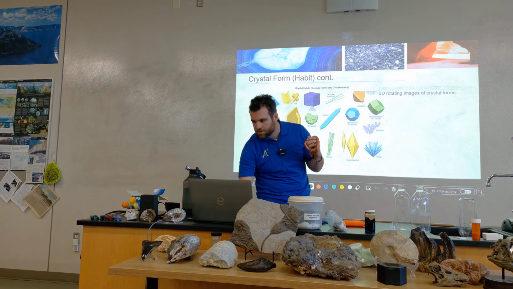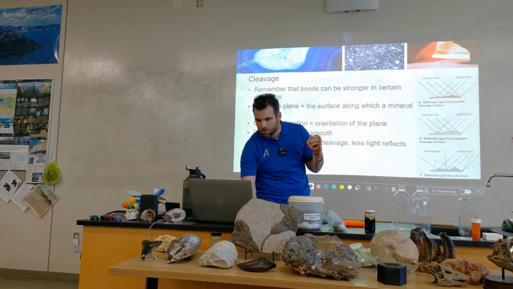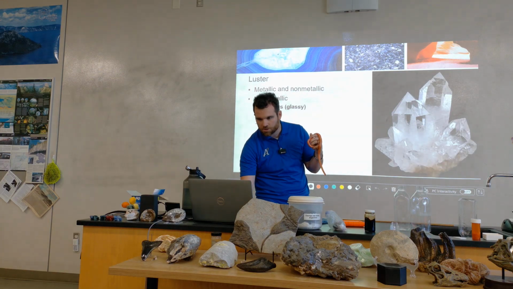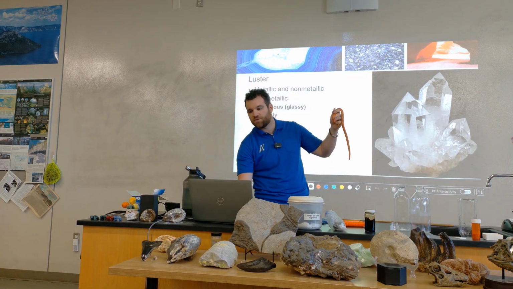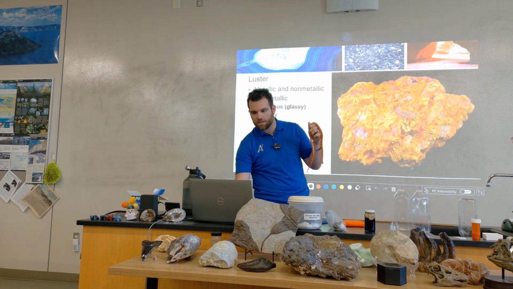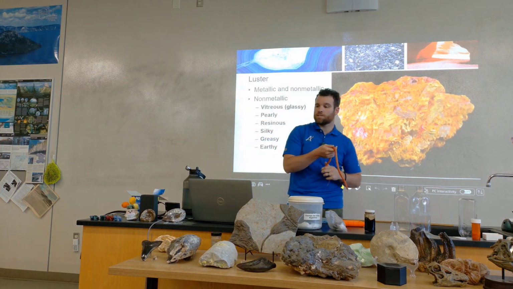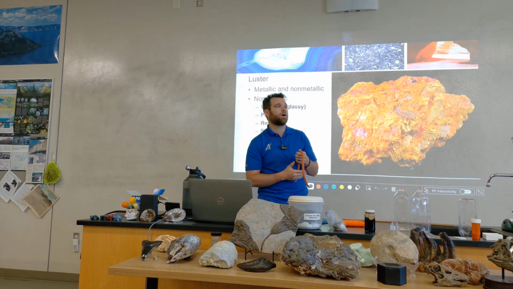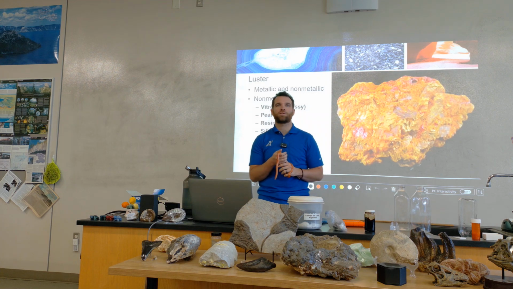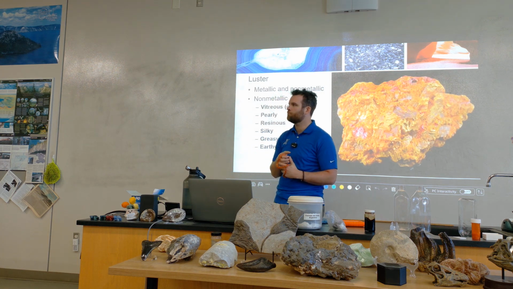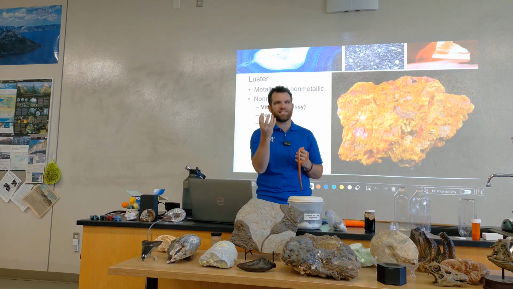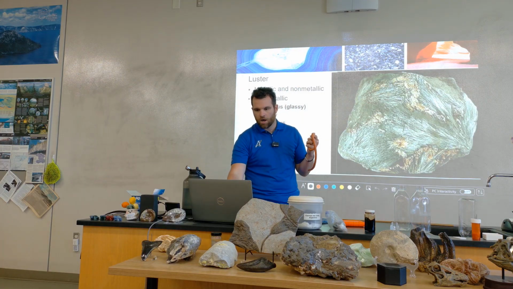All right, let's see. Rolling through the rest of this PowerPoint here. What else? Cleavage, cleavage, cleavage, hardness, color, streak, luster. These are just examples of luster. Here's your vitreous or glassy luster. This is what pearly luster would look like, so like your micas. Resinous. This is orpiment and realgar, an arsenic sulfide. What resinous basically means is it looks like dried tree sap or old chewing gum, something like a sticky substance that's solidified.